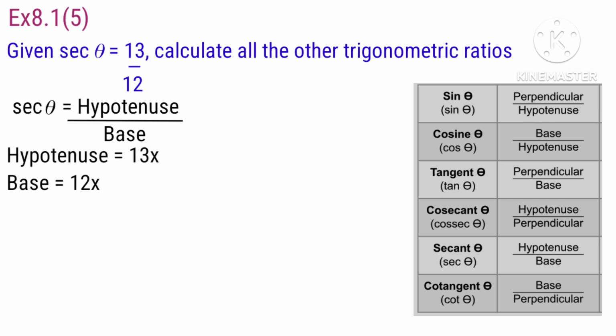So we have to mark it in the right angle triangle. So draw a right angle triangle, mark ABC, and the slanting line is the hypotenuse. The opposite of the slanting line will be 90 degree, and here B is 90 degree.